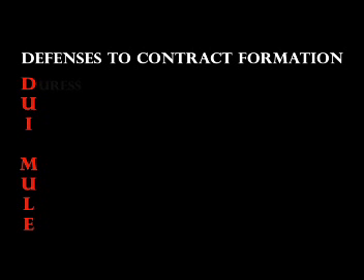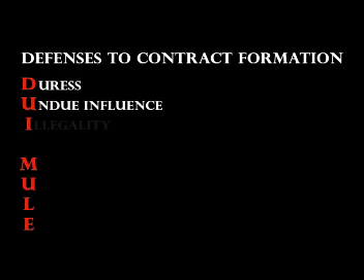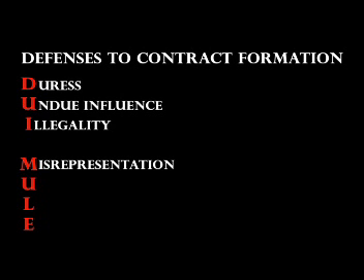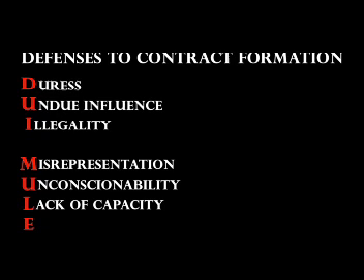The D stands for duress, a contract executed under duress. The U stands for undue influence. The I stands for illegality. The M stands for misrepresentation. The second U stands for unconscionability. The L stands for lack of capacity or lack of consideration. And finally, the E in MULE stands for existence of mistake or misunderstanding.